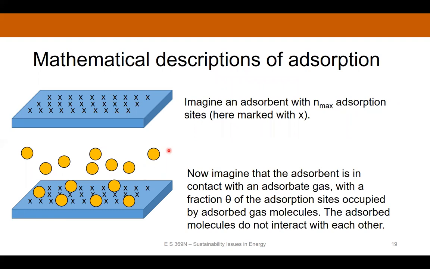Okay, so let's imagine then that we introduce our CO2 to this surface. What's going to happen is that a certain fraction of the total adsorption sites will experience adsorption. Not all of them, just a certain fraction. And so we're going to call that fraction theta, all right? And we'll assume that each one of these adsorbed molecules does not interact with any of the other adsorbed molecules. So it's purely a one-off, one-on, one-off type of process.